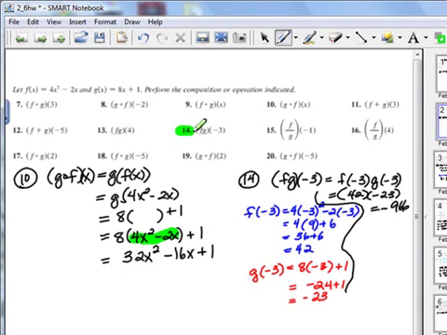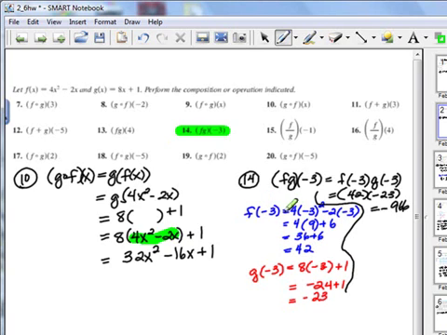Now let's take a look at number 14. F times g of negative 3. It is very tempting to want to confuse the composition and multiplication, but just make sure you don't see that little circle there. So that means to do f of negative 3 times g of negative 3. Two ways to do it. I can multiply the functions first, then plug in negative 3, or I can evaluate each function at negative 3 and then multiply. And that's what I've selected to do.